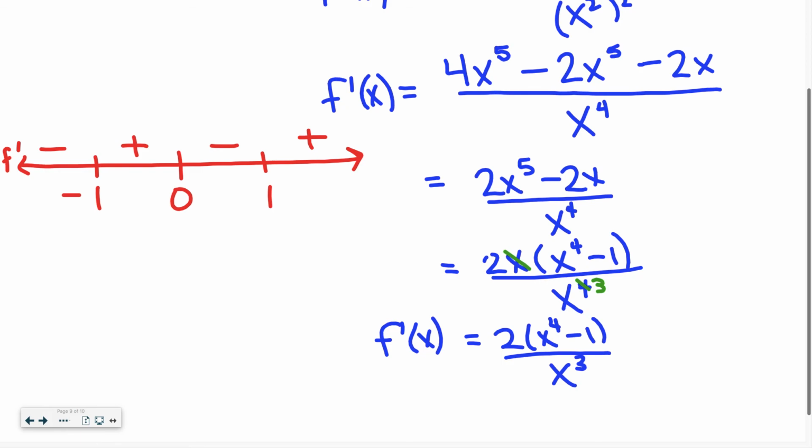Okay. If you're nervous about the algebra you have done with your derivative, feel free to check your work on Calc Chat to know whether that was correct or not. Okay.